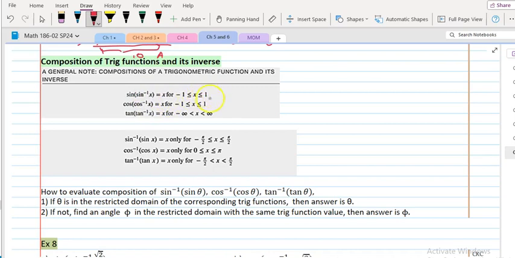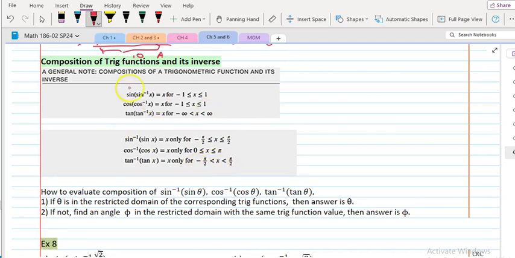So this is very easy to do. But for sine inverse composed with sine, cosine inverse composed with cosine, or tangent inverse composed with tangent, you also need to make sure that x is in the restricted domain of sine. For sine, your angle has to be between -pi/2 and pi/2. For cosine, it has to be this. Tangent has to be in quadrant 4 and quadrant 1, -pi/2 to pi/2.